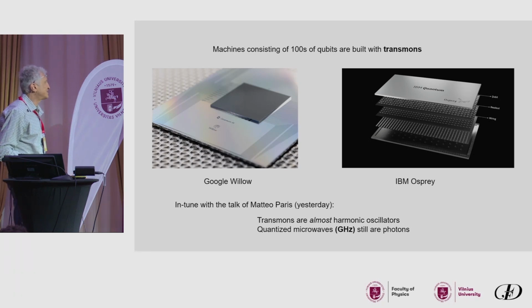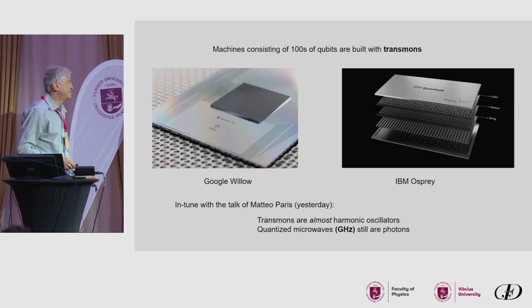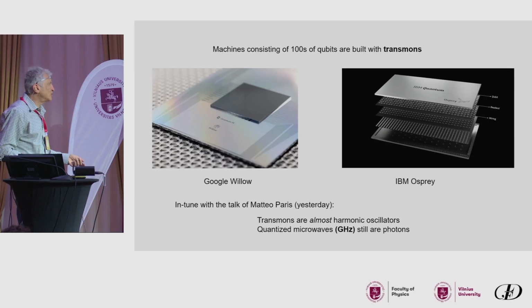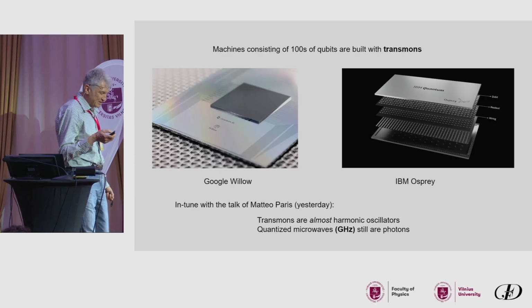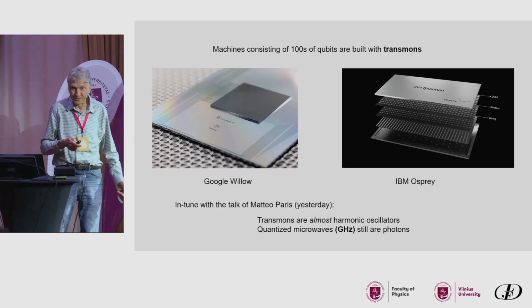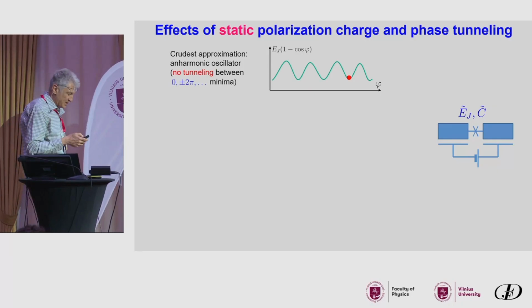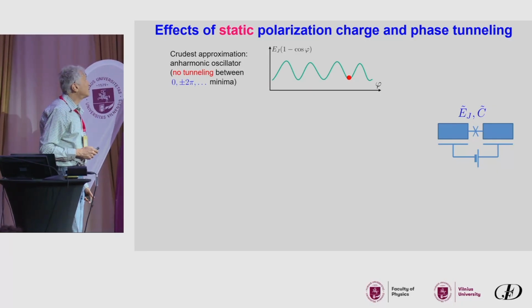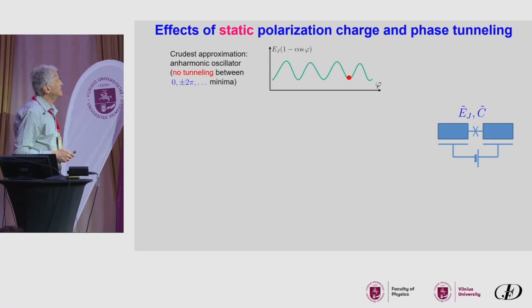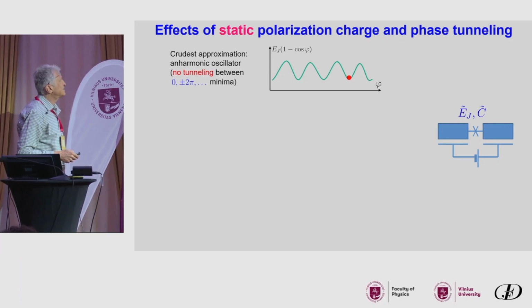Paraphrasing yesterday's talk, Matteo Paris was telling that the transmon is basically almost a harmonic oscillator. And microwaves, although low frequency, are still quantized as photons. So in this respect, it's a typical quantum optics setting. Now, in the Cooper approximation, we can replace a minimum in this cosine potential by a harmonic oscillator potential.